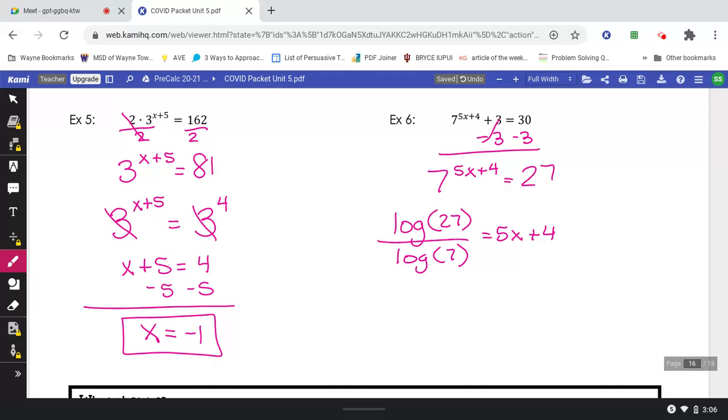The log of 27 divided by the log of 7 is getting me an answer of 1.694 when I round it. And from there, you would just solve out the rest of the problem. Subtract 4 and divide by 5. Most of that can be done in your calculator without having to write it out. Just do the opposite operation of whatever you see. Negative 0.461.